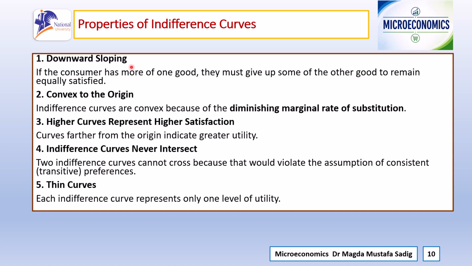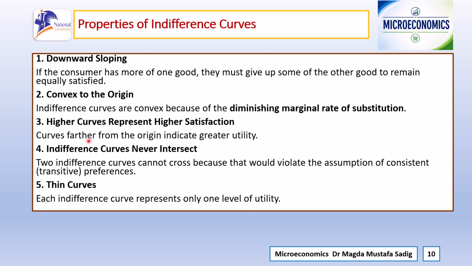The third property is that a higher curve represents higher satisfaction. The curve farther from the origin contains combinations with larger quantities of one or both goods. We're going to see this in the indifference map in the coming slides.